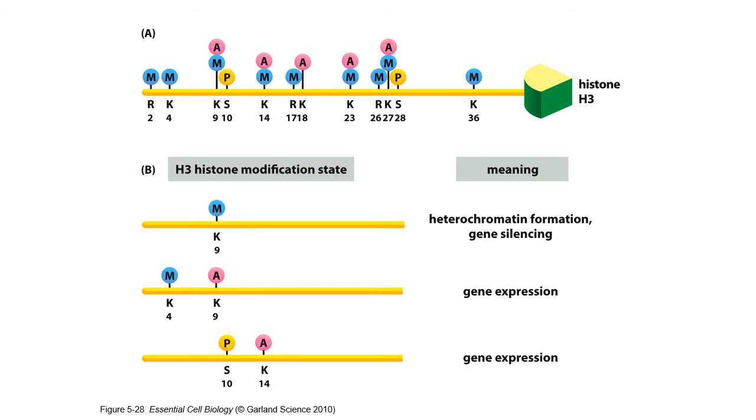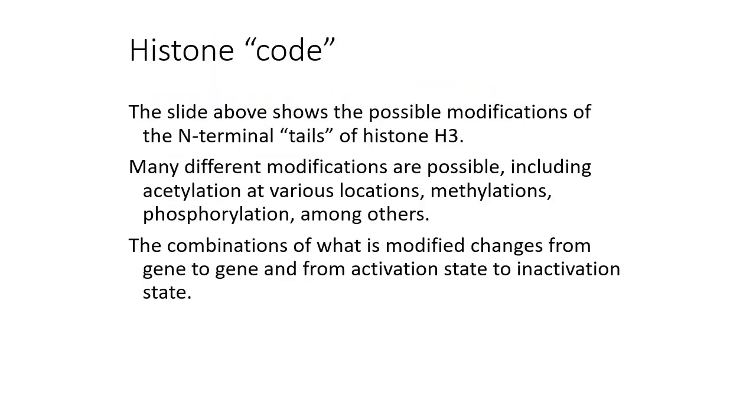These modifications, which obviously do not occur simultaneously on all the amino acids, have different meanings. As we said a minute ago, lys 9 methylation is associated with gene silencing, and the acetylations are associated with gene expression in general. So many different modifications and many different patterns are possible according to the gene, and the combination of what's modified changes from gene to gene and from one activation state to another, or inactivation. They're usually very dynamic modifications.